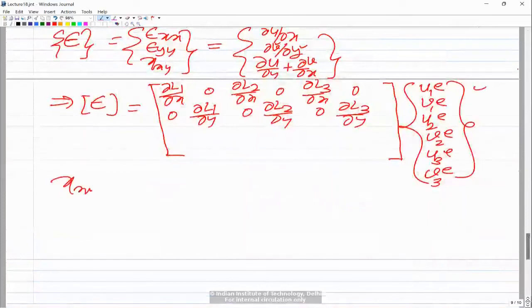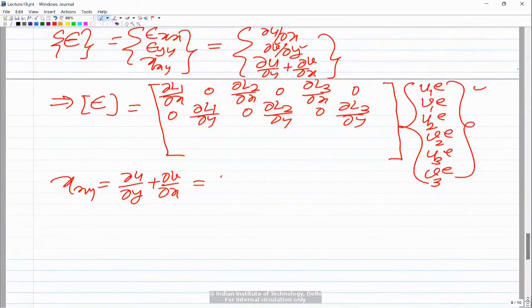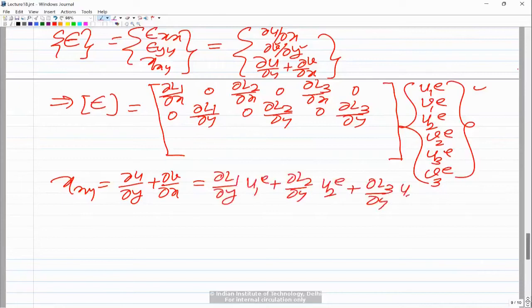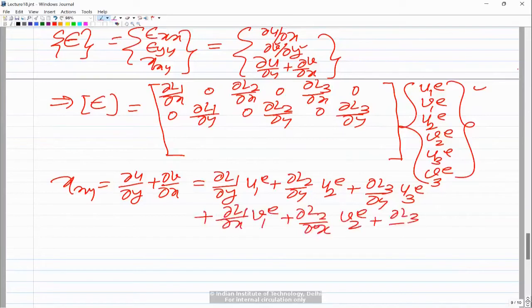And if you look at gamma xy, let me write that. Gamma xy is del u by del y plus del v by del x, and del u by del y would be del L1 by del y into u1e plus del L2 by del y into u2e plus del L3 by del y into u3e, plus del v by del x. That is del L1 by del x into v1e, now it's the v derivative, plus del L2 by del x into v2e plus del L3 by del x into v3e.